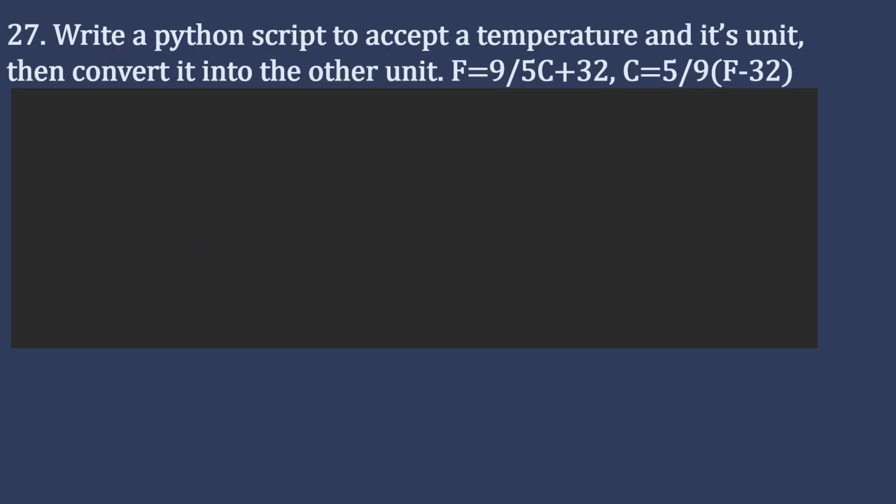Now write a Python script to accept a temperature and its unit. Then convert it into the other unit. That means you have to use the formula like this. Fahrenheit is equal to 9 by 5 into Celsius, the temperature in Celsius, plus 32. And Celsius will be 5 by 9 into the temperature in Fahrenheit minus 32. So you have to use these two formulas.